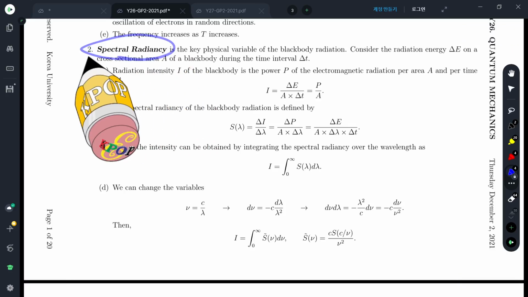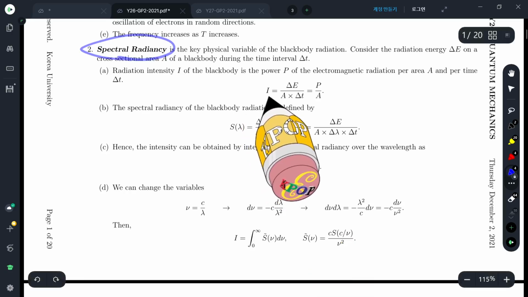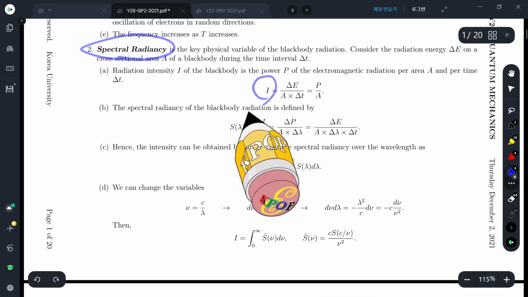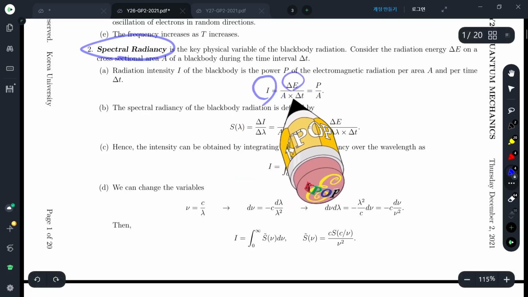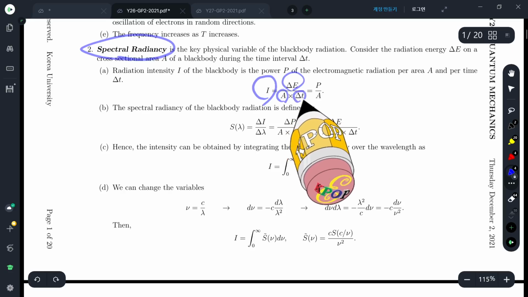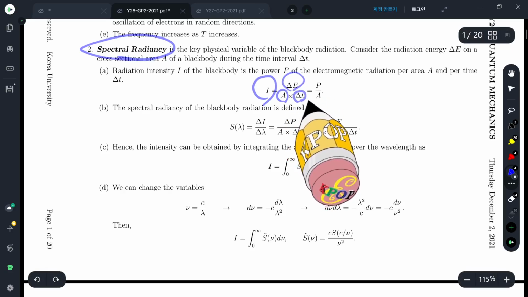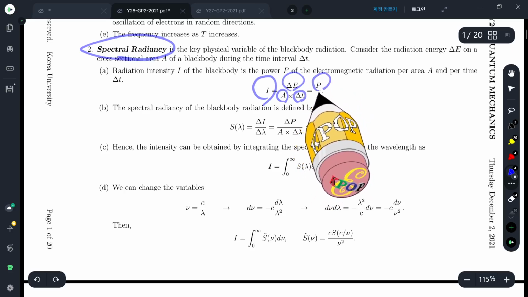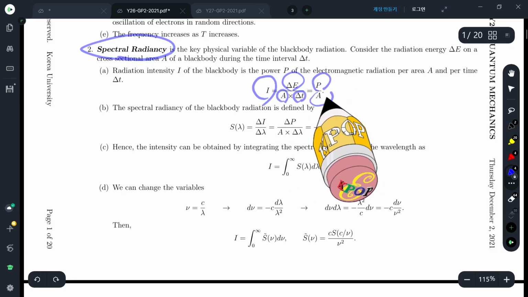The black body radiates electromagnetic fields, and the amount of energy radiated by that black body can be parameterized by the radiation intensity. Intensity is the energy deposit per unit area per unit time. So energy per time can be written as power. So the intensity is power per unit area.